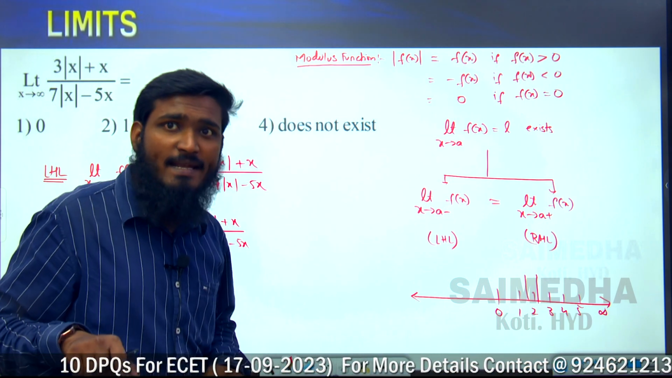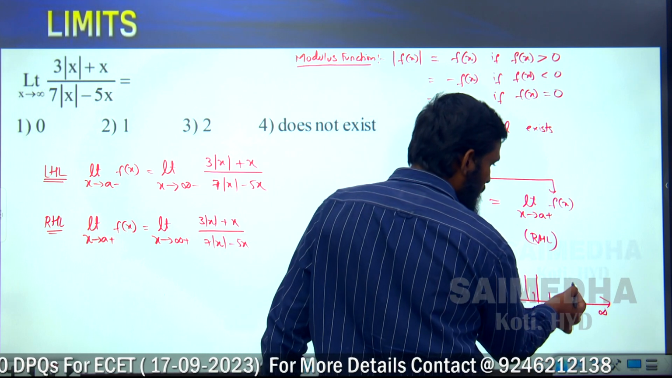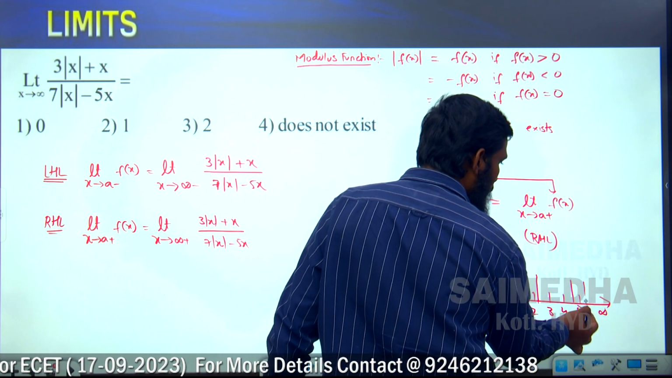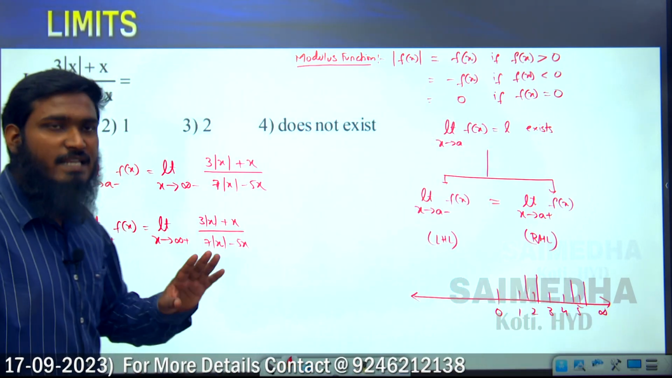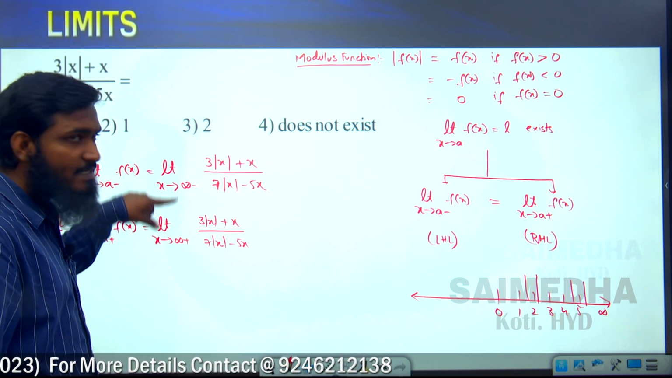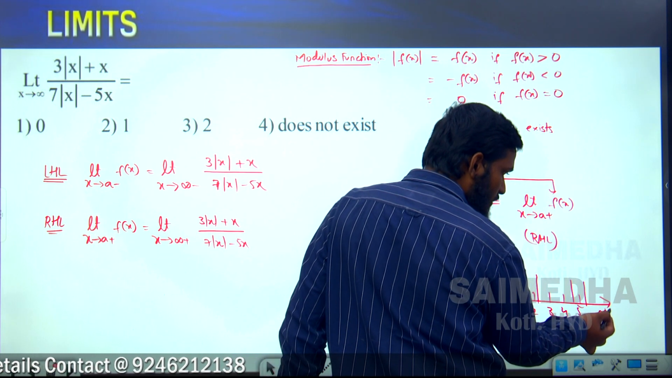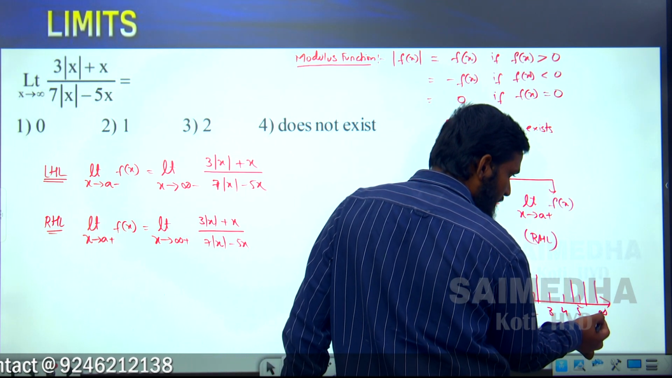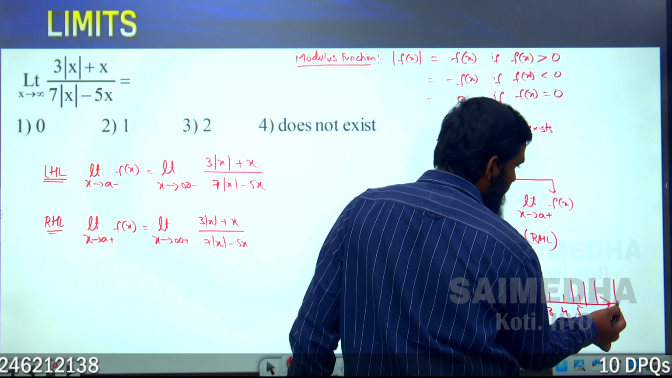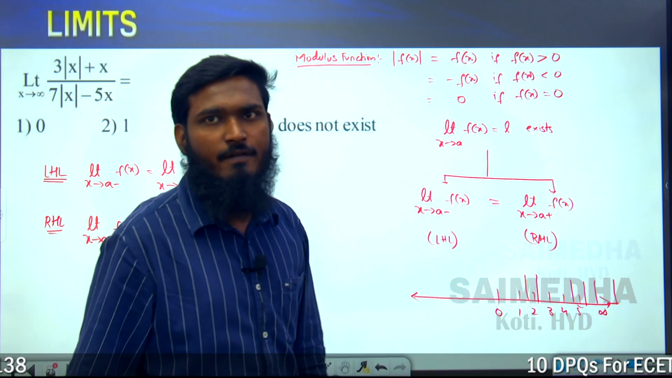If you are having 5 minus, what does it mean? Somewhat less than 5. 5 plus means somewhat greater than 5. That's it. Okay. Similarly, we are having infinity minus, infinity plus. Infinity minus means somewhat less than infinity. Infinity plus means somewhat greater than infinity. Okay, that part we have taken over here.